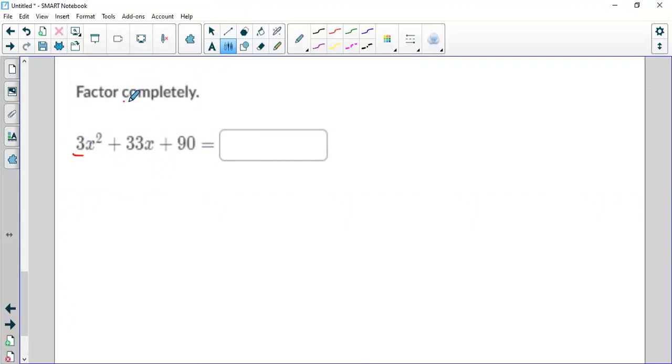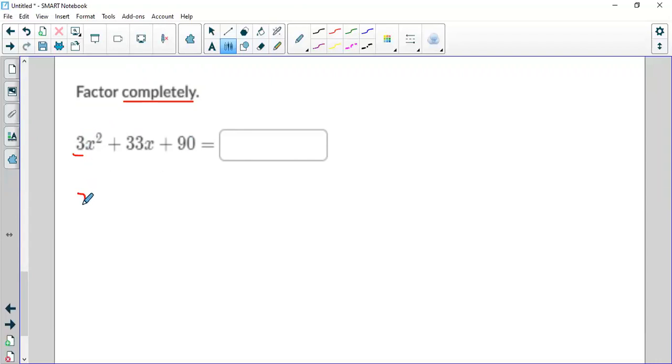It says factor completely. Anytime I see the word completely, it makes me think there's more than one step in this process. You want this A value to be a 1. In all of these skills, for now, that's not going to be true soon, but for now, we always want the A value to be 1. Well, it's 3. But if I look at all 3 of these terms, they have a greatest common factor. And guess what it is? It's 3. In this skill, the greatest common factor will always be whatever the A value is because we want that A value to be 1.